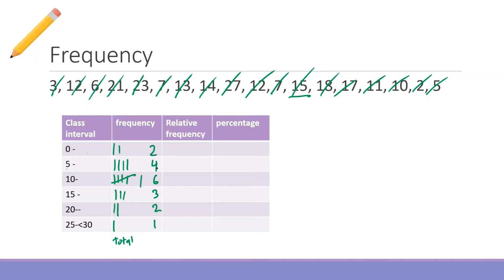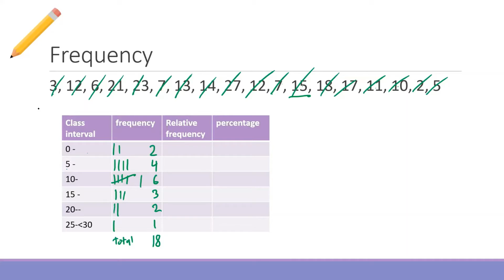2 plus 4 makes 6, 6 plus 6 makes 12, 12 plus 3 makes 15, 15 plus 2 makes 17, plus 1 makes 18. I'm going to check that by counting these numbers. 1, 2, 3, 4, 5, 6, 7, 8, 9, 10, 11, 12, 13, 14, 15, 16, 17, 18. Perfect. Relative frequency. All right, what have I got?